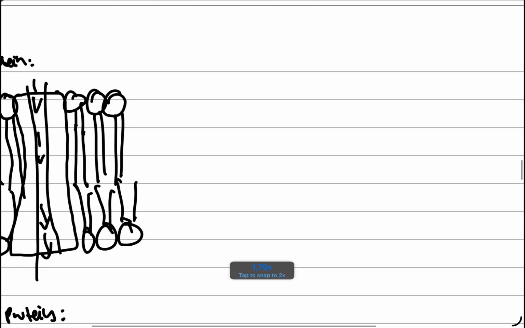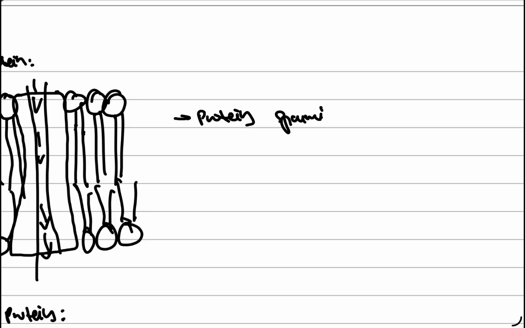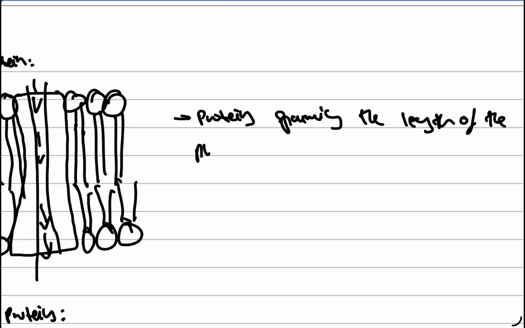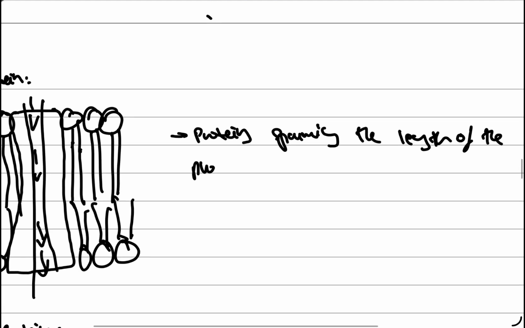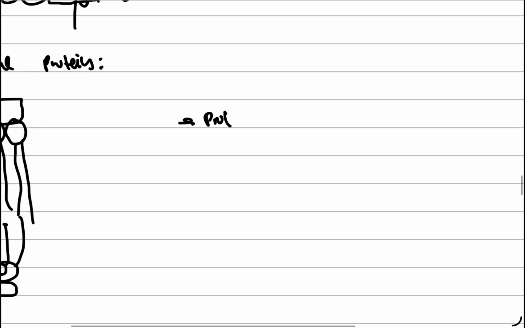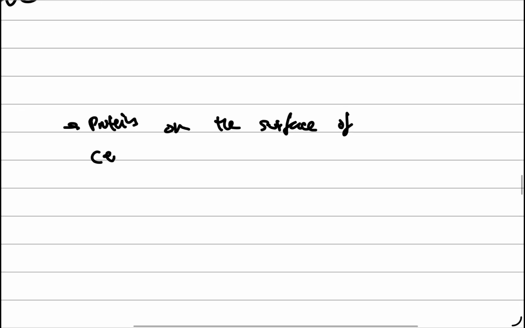I think I should write it down. Integral: proteins spanning the length of the cell membrane. And this one, peripheral: proteins spanning, well, it doesn't really span anything, proteins on the surface of the cell membrane.